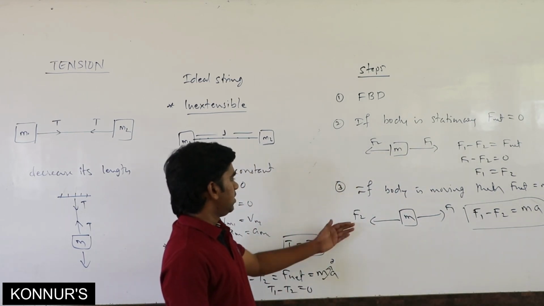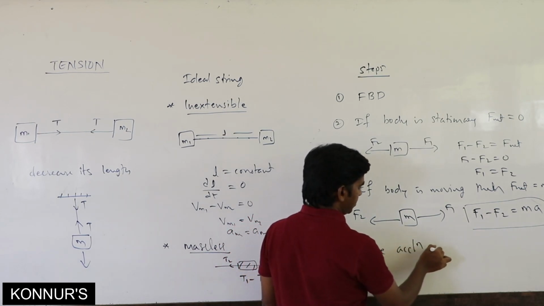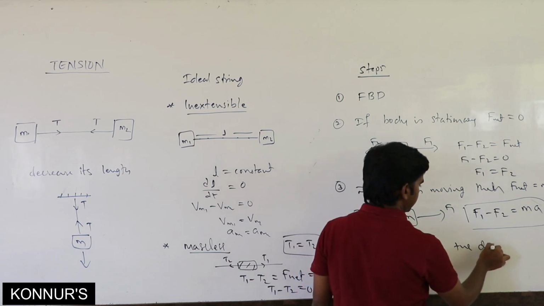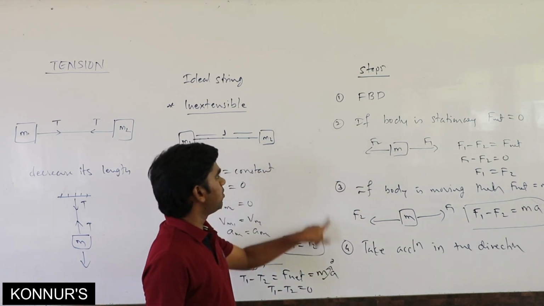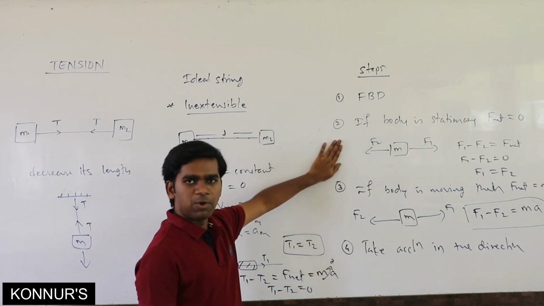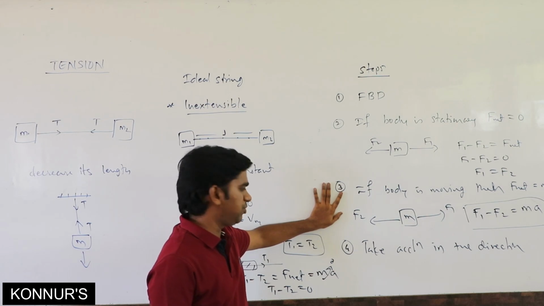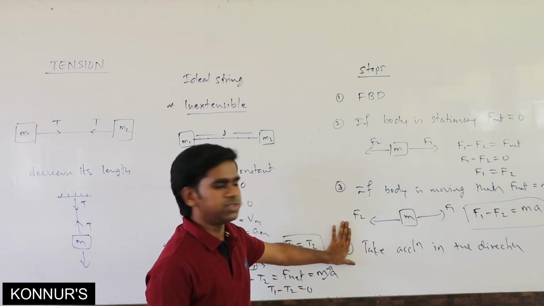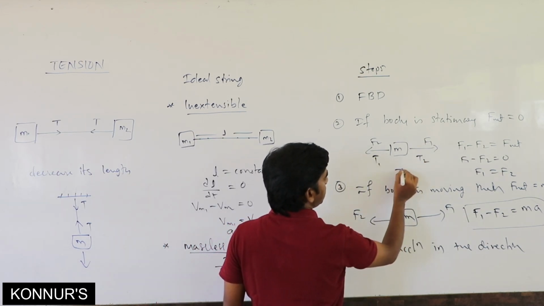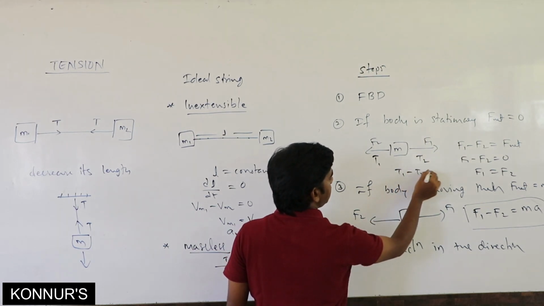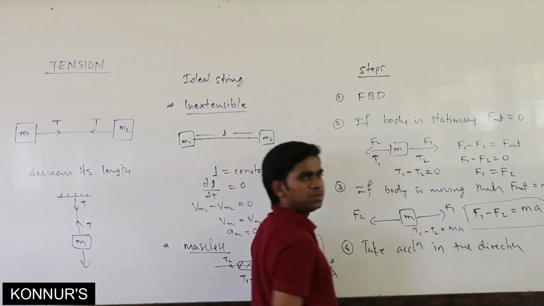So the fourth step is to take all accelerations in the positive direction. You have to take all accelerations positive. These are the steps we need to follow. First, draw the free body diagram. If the body is stationary, take F net equals 0. If the body is moving, take F net equals mass into acceleration and take acceleration in the positive direction. For example, if on this side T1 is acting, on this side T2 is acting, so if the body is at rest, T1 minus T2 equals 0. Here T1 minus T2 equals, you can write, m into a.